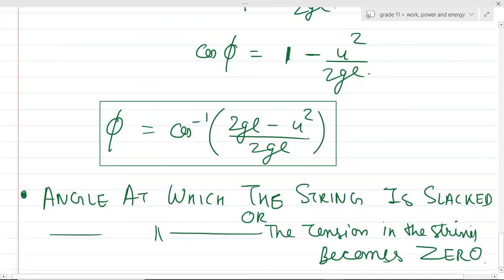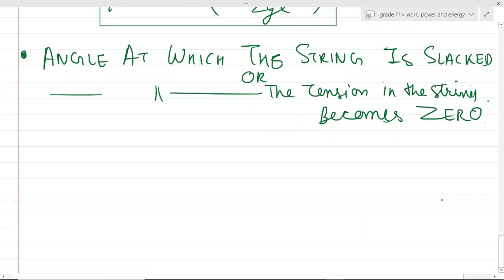So basically, we need to find out what will be the value of theta. Let's say theta is equal to beta, so that the tension in the string is approximately equal to 0. When the angle will be equal to beta, the tension in the string will become zero. We'll see in different cases what happens when you throw it with this velocity and all. Okay. Now see over here.